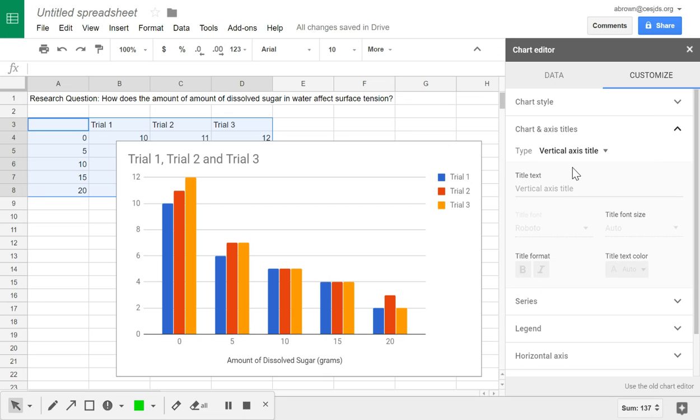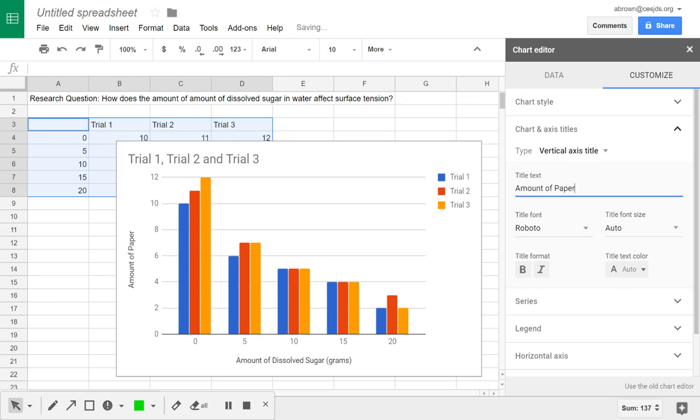Then I want a vertical axis title too. So I just dropped down from up here. Instead of horizontal axis, I selected vertical axis title, and then I'm going to type it in here. So along this axis, those numbers represent the number of paper clips or the amount of paper clips. I'm going to say floating paper clips.